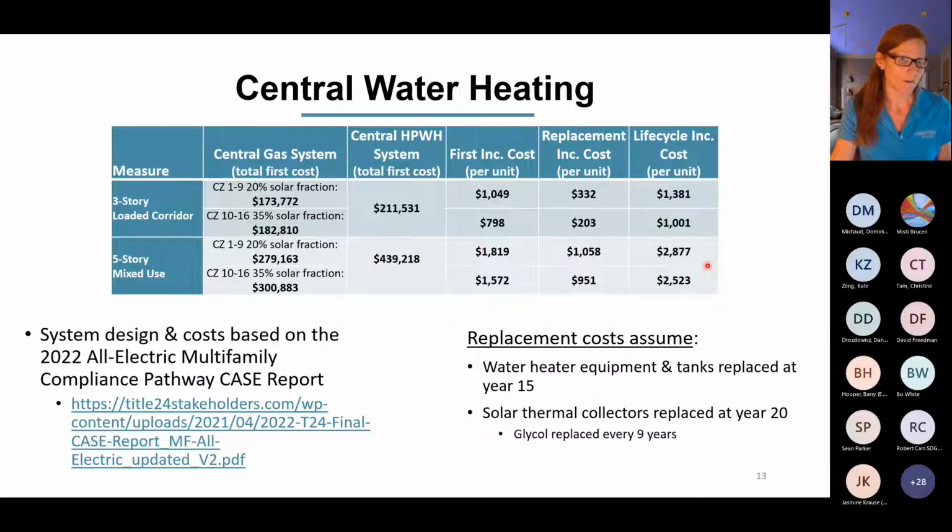The heat pump water heater system, on a per dwelling unit basis, is similar cost between the two prototypes. What is a big difference is the gas system on a per dwelling unit basis is much lower in the 5-story. A gas system is much easier to scale up in a larger building than a heat pump water heater system. Not that it's not technically feasible, but there's more complexities involved with it.